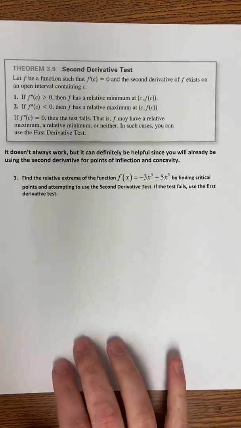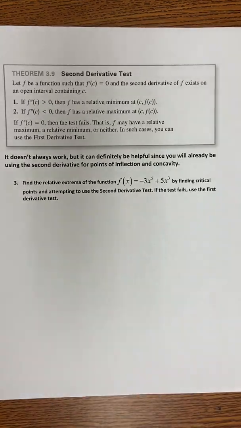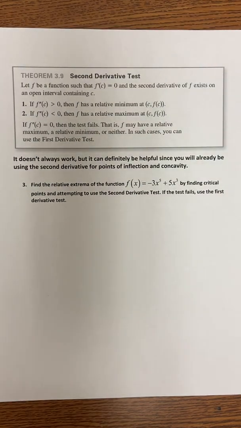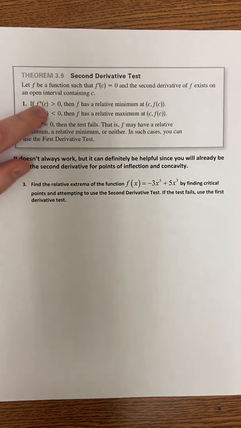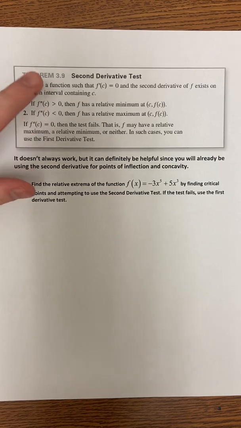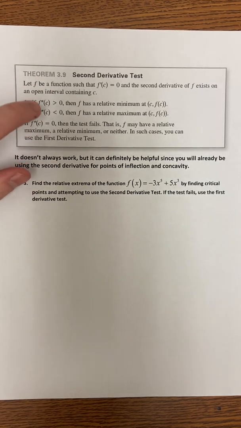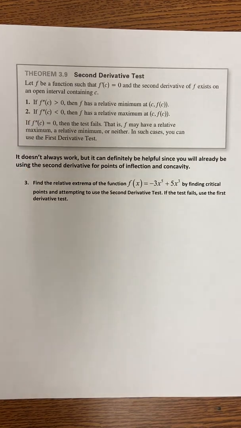So the second derivative test helps us determine some things about our extrema. If f is a function and the derivative of the function is 0 at a particular point c, and the second derivative exists on an open interval containing c: if our second derivative at that point is positive, then it's a minimum at the point in question. If the second derivative is negative, then it's a relative maximum. And if the second derivative is 0, then the test fails and you'll have to revert back to the first derivative test.